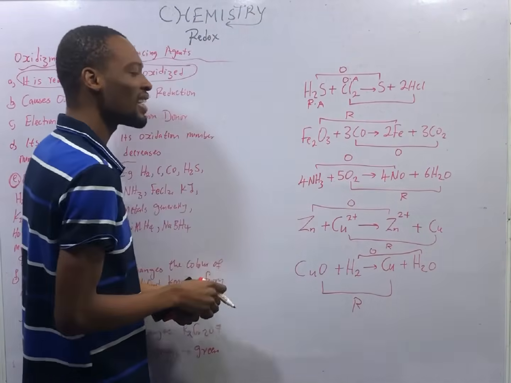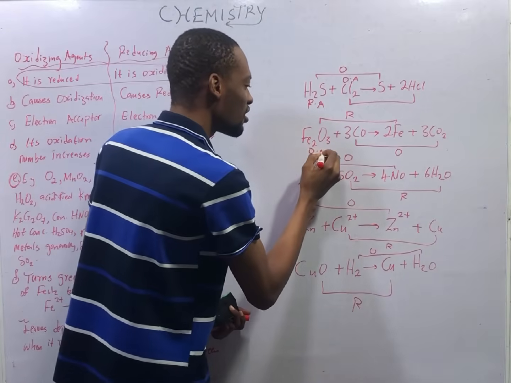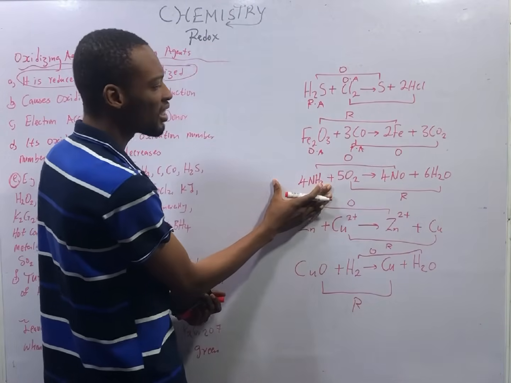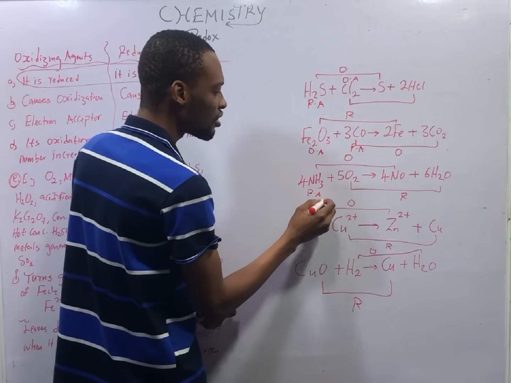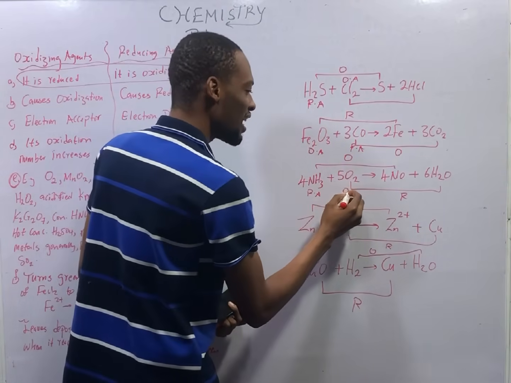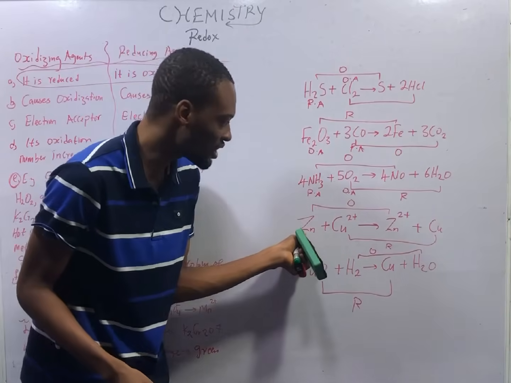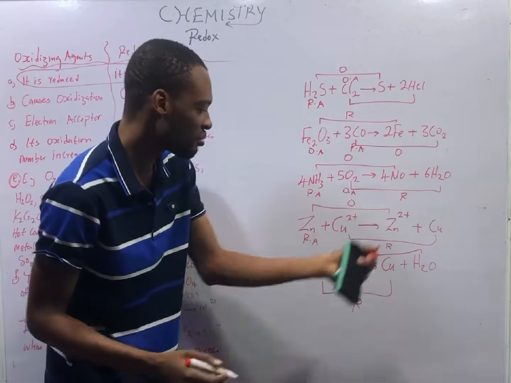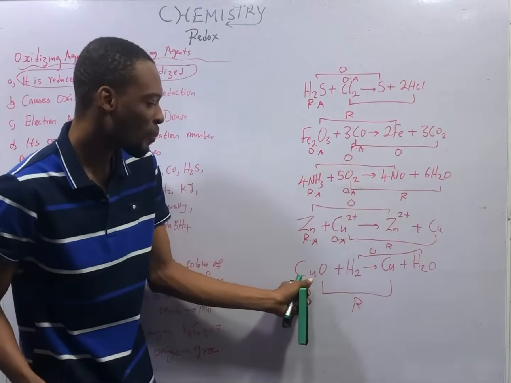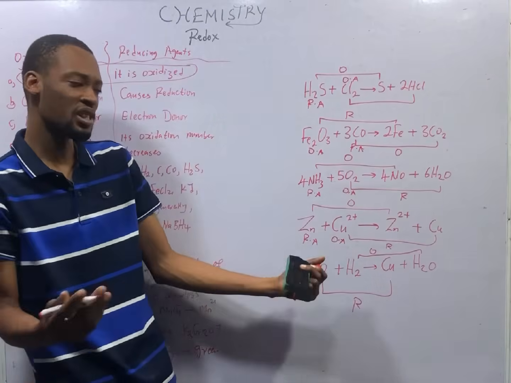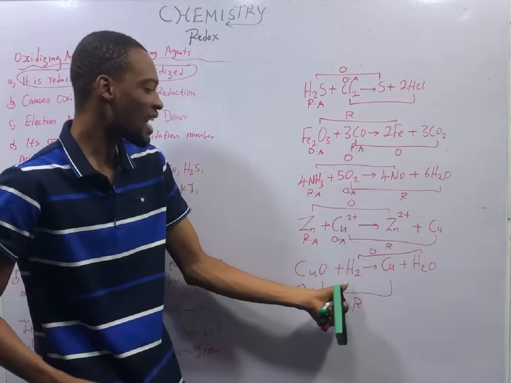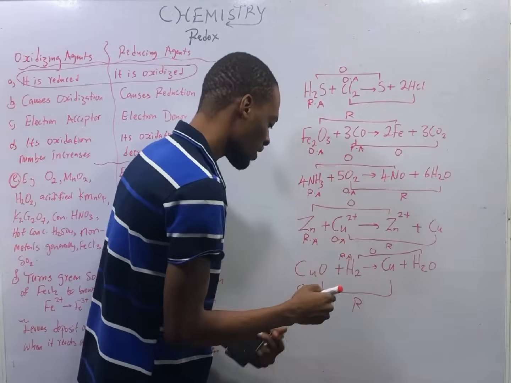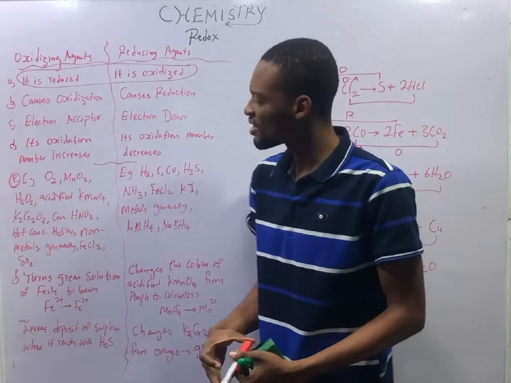Here, iron(III) oxide has been reduced, it is the oxidizing agent. Carbon monoxide has been oxidized, it is the reducing agent. Ammonia has been oxidized, it is the reducing agent. Oxygen has been reduced, it is the oxidizing agent. Zinc has been oxidized, it is the reducing agent. Copper has been reduced, it is the oxidizing agent. Copper oxide has been reduced to copper. Since this one has been reduced, it is the oxidizing agent. Hydrogen has been oxidized. Since hydrogen was oxidized, it is simply the reducing agent. That is the concept of oxidizing and reducing agent.